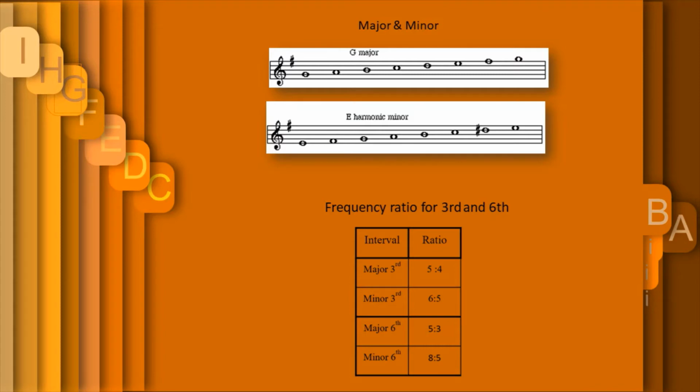Zarlino also found the frequency ratios of the third and sixth in a theoretical way. Originally, that period used the modes, but incidentally he had an idea that formed the concept of tonality, major and minor, which we are using until today. Zarlino also considered that the sound of a major is happy and the sound of a minor is sad.